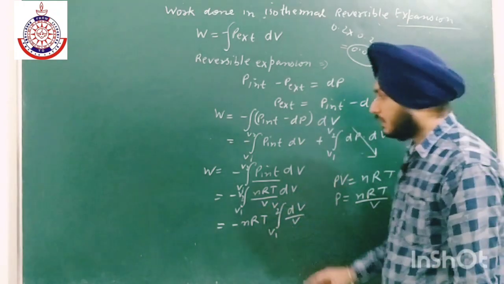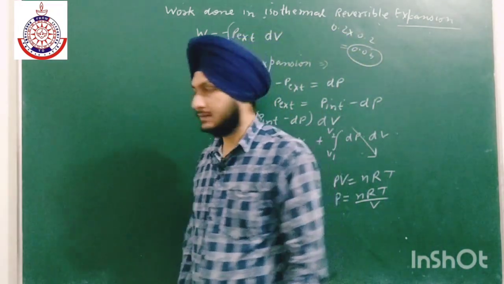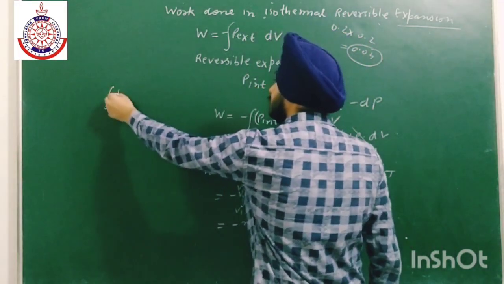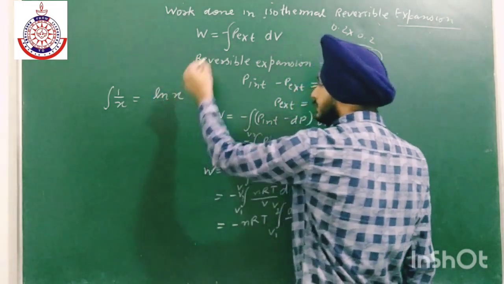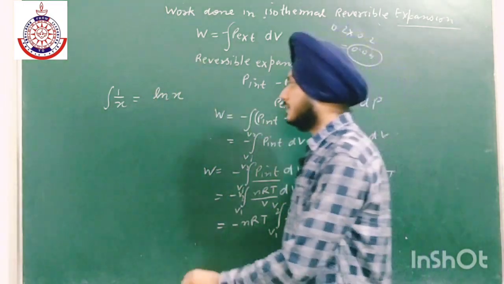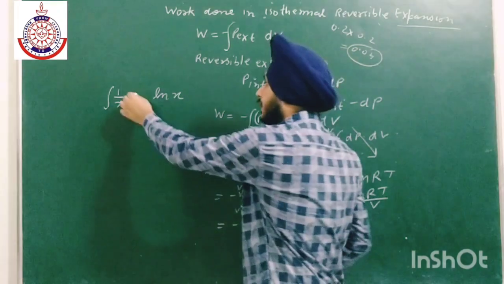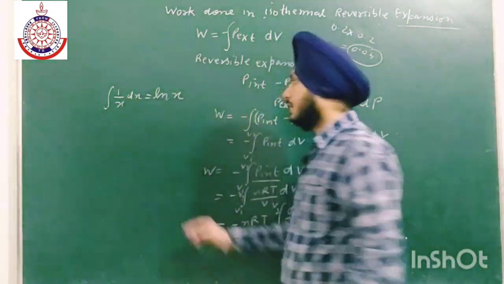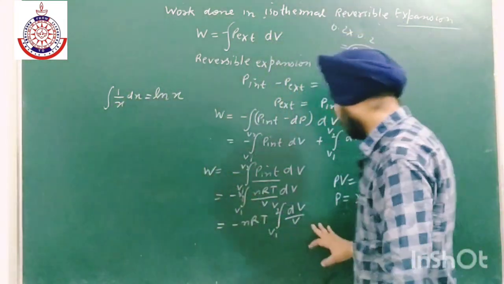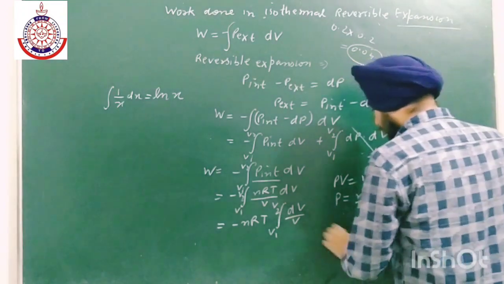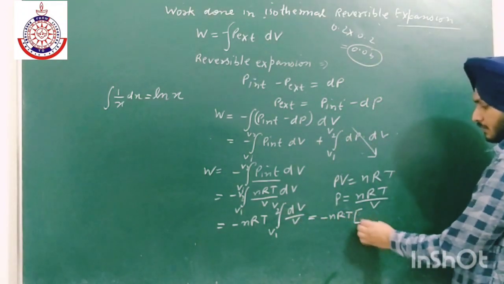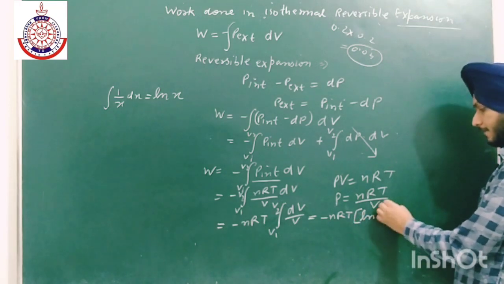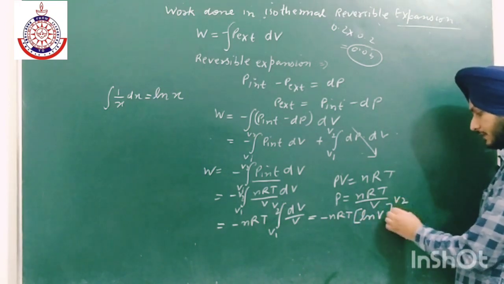Now what is the integration of 1 by x? What is the integration of 1 by x? The integration is natural log x. Okay, this is the integration. Here we have dx also. This is the integration of 1 by x. So from here we will get minus nRT natural log ln V, from V1 to V2.